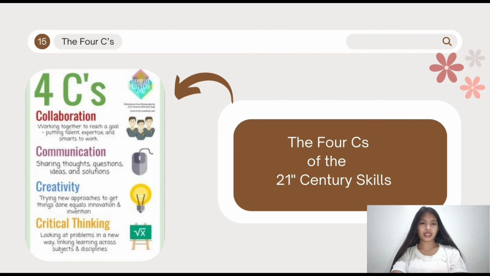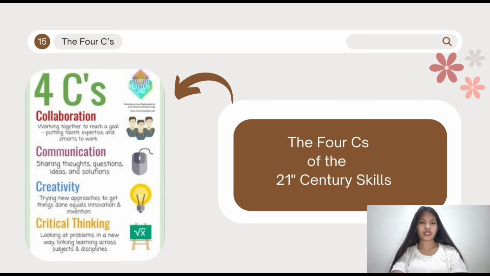In this slide, these are the four C's of the 21st century. The four C's stand for four key skills that are considered essential for success in the 21st century. The first one is collaboration, working effectively with others to achieve a common goal. This includes skills like communication, cooperation, and teamwork. Next is communication, clearly and effectively conveying information and ideas to others, both verbally and in writing. This also includes listening and understanding others' perspectives.